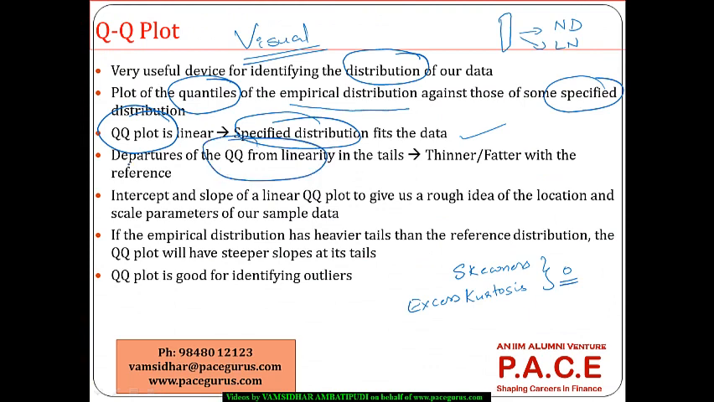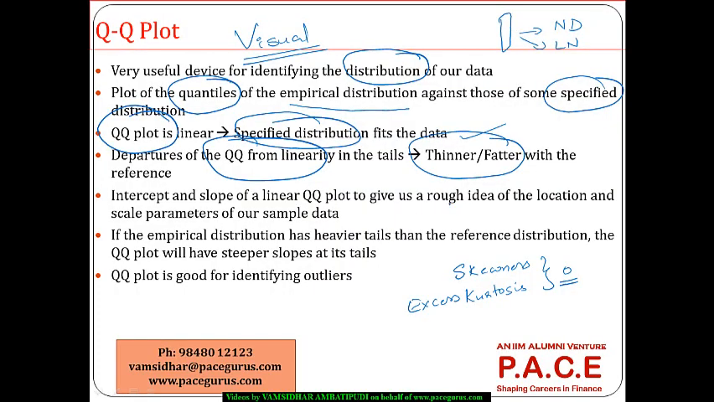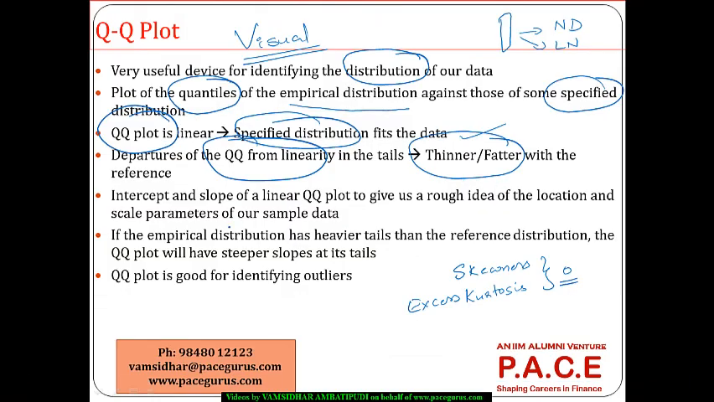But the more this plot deviates from linearity, the more I can say that my data has either thinner or fatter tails with respect to the normal distribution, or whatever distribution I have used for reference. There are various other things we can derive: the intercept and the slope of the linear QQ plot give a rough idea of the location and scale parameters of the data.